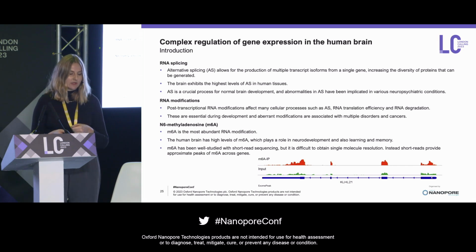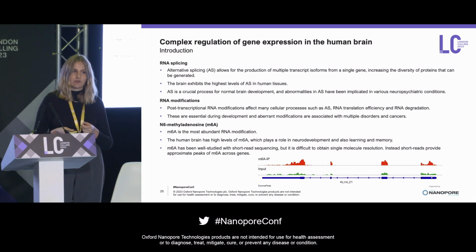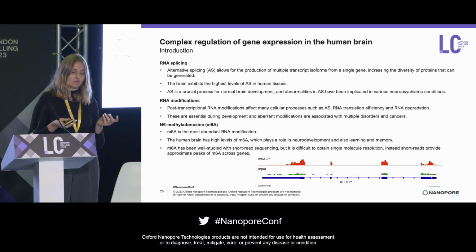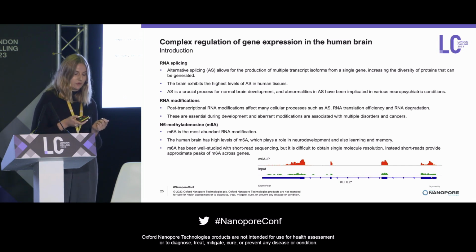While M6A has been relatively well studied with short-read sequencing, it's difficult to obtain single molecule resolution. So typically we get just a peak on a gene body of the M6A distribution, and this doesn't often give us the exact position of the modification or which transcript the modification is actually present within. Now with direct RNA sequencing, we get both of these, so we can get the exact position as well as transcript single molecule resolution.